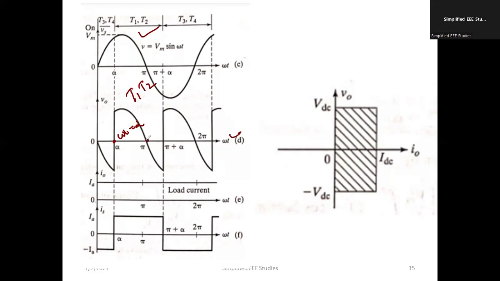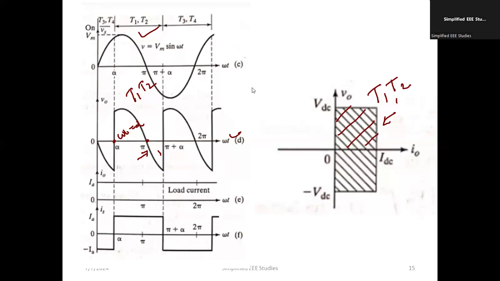Since we are using the inductive load, you can see the output voltage in this fashion. In the inductive load, there is a phase shift between voltage and current. That is why there is one more waveform going in the negative direction. Ultimately, during the positive half cycle, T1 and T2 will conduct, and we can mark the operation in this particular area. This is the output voltage.